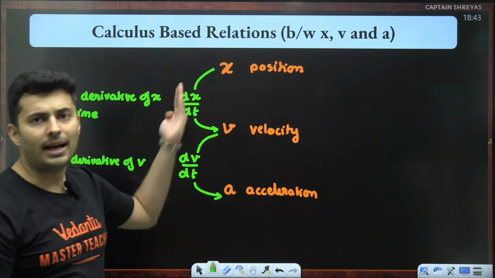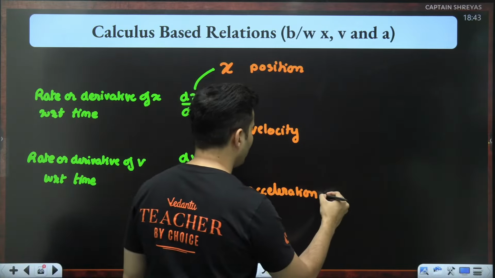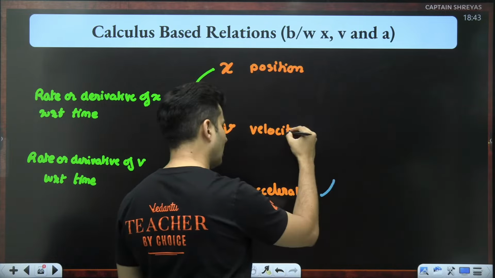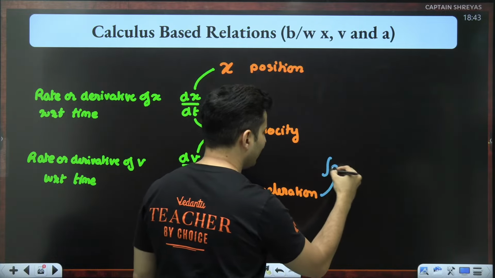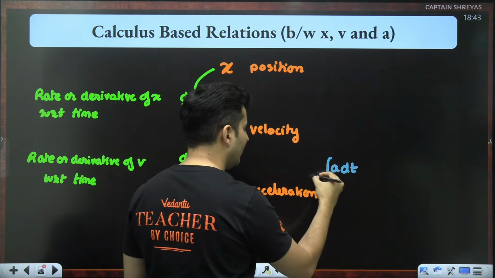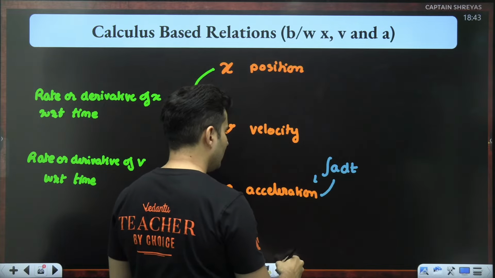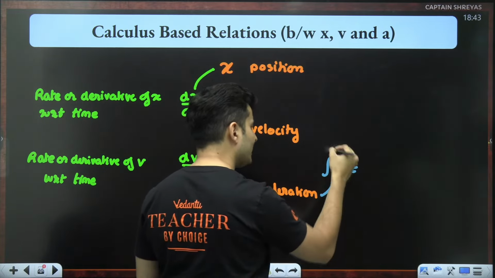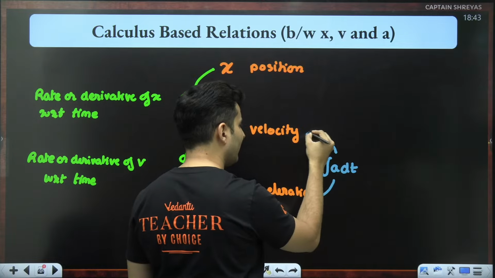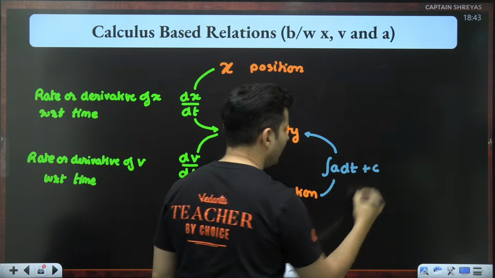Obviously, integration is the antiderivative of this. Hence, when I go from acceleration to velocity, I usually will integrate acceleration with respect to time. If I integrate it with proper limits, I don't exactly get velocity, I'll get change in velocity. If I just integrate it without limits, I will get velocity. Please mind it, there will also be some constant of integration.